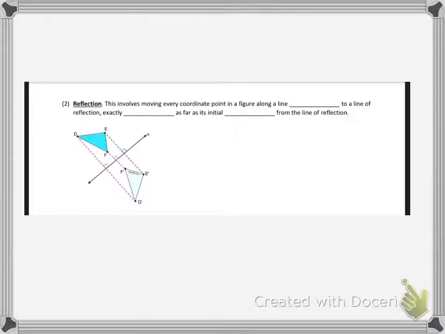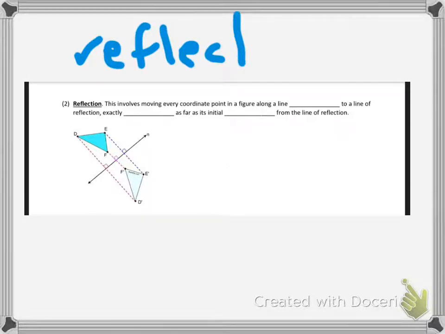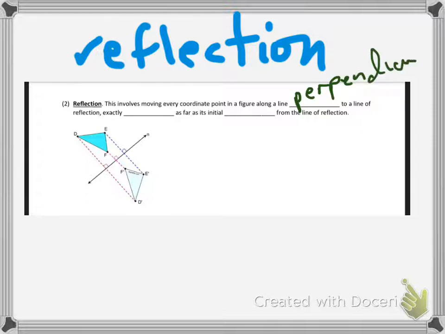The next transformation that we want to talk about is reflection, which basically looks like you're going across a mirror. So it involves moving every coordinate point in a figure along a line perpendicular. Remember to go back and check those definitions. Perpendicular to the line of reflection, exactly twice as far as its initial distance from the line of reflection.